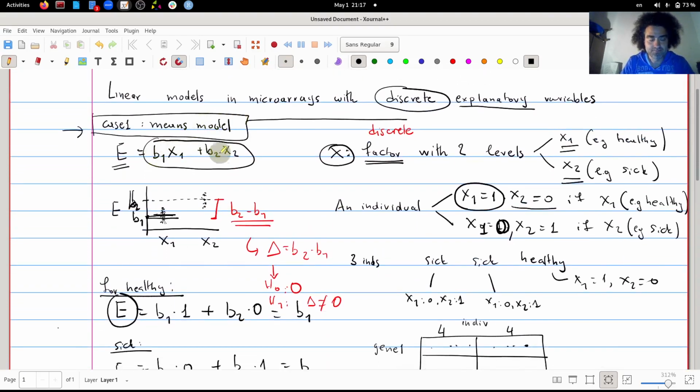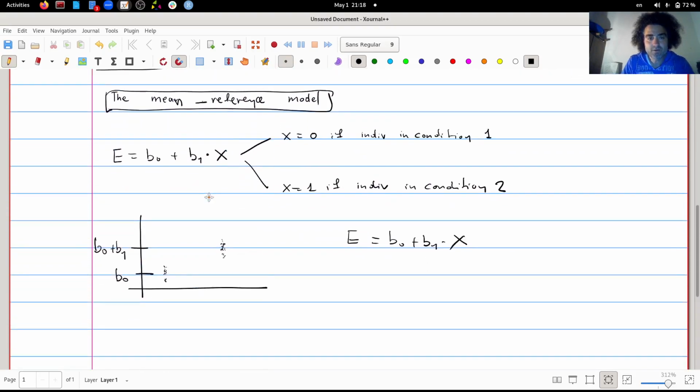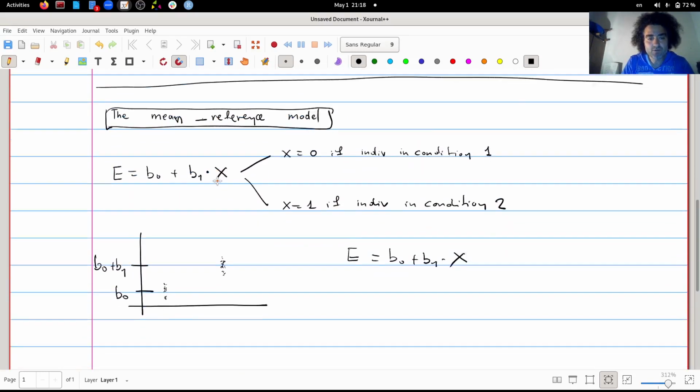because it statistically provides the answer if these coefficients are different than 0. We can still use it, but we should use it by using the contrast matrix that we haven't talked about yet. Anyway, let's go to the mean reference model.